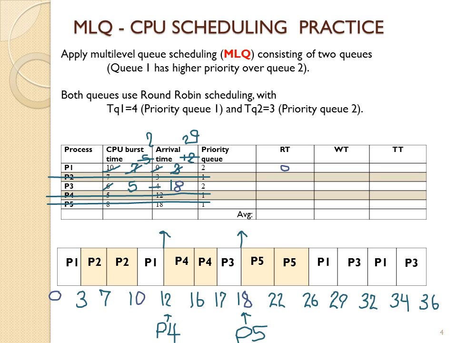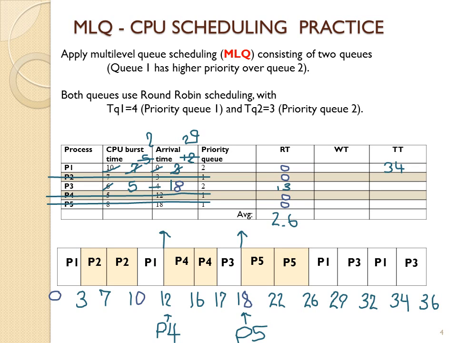So we will start with P1's response time. P1 arrived at time 0, and the first time it got on the CPU was time 0. P2 arrived at time 3 and got right on the CPU. P3 arrived at time 4 and had to wait until time 17 to first get on the CPU. P4 arrived at time 12 and got the CPU right away. P5 arrived at time 18 and got the CPU right away. And now we can do the turnaround time. Oh, we can calculate the average by adding them up and dividing by 5.